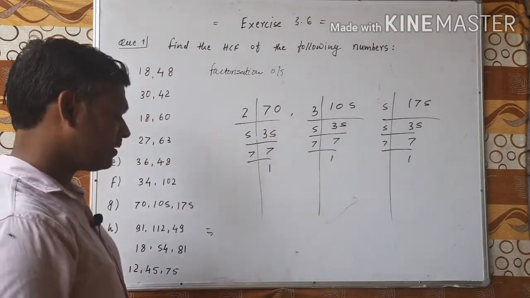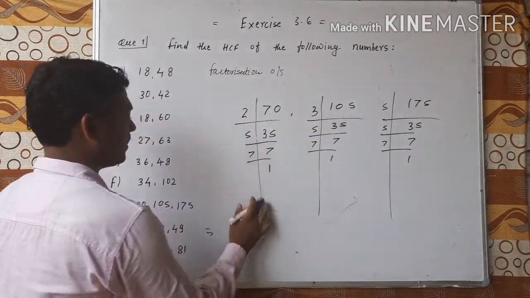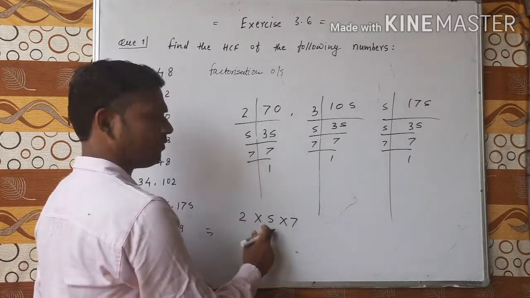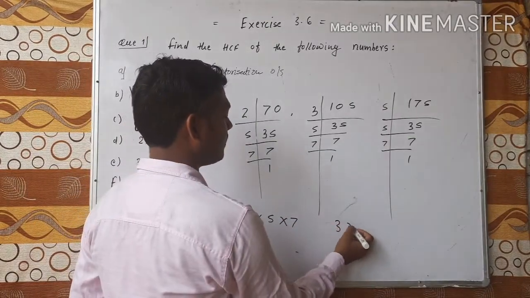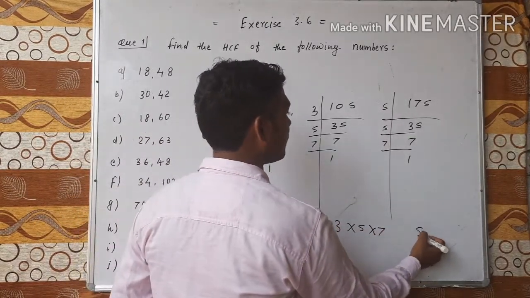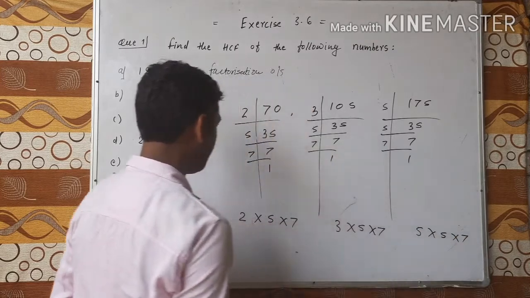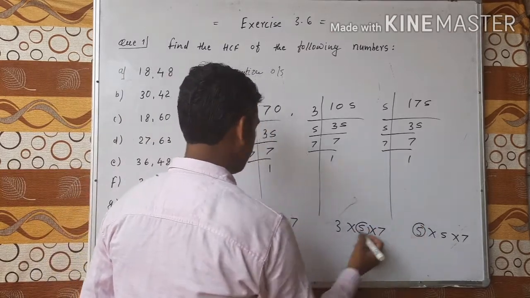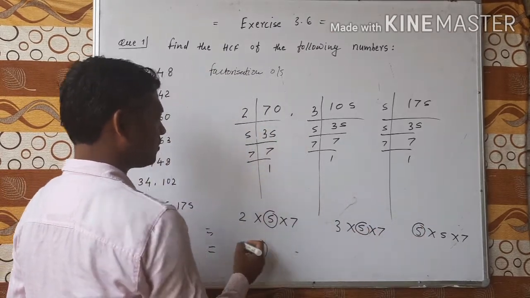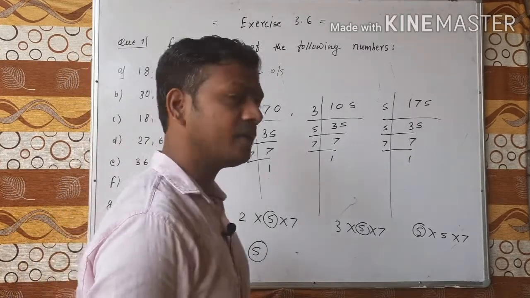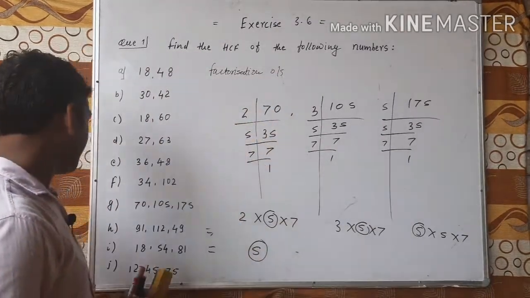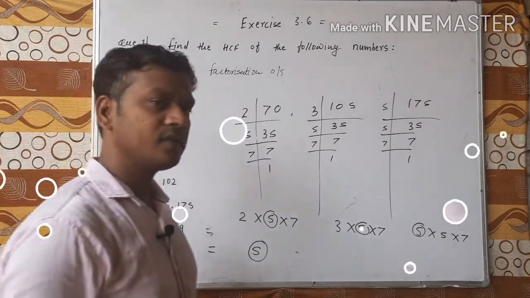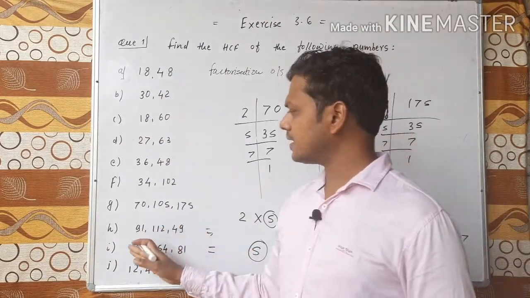Again we can write their multiplication of factors after calculating factors. So it is 2 into 5 into 7, and 3, 5 and 7, and 5, 5 and 7. We observe that 5 is a common factor. So 5 is the highest common factor of the given numbers, and H, I and J are again similar. So everyone try yourself to solve questions H and I.